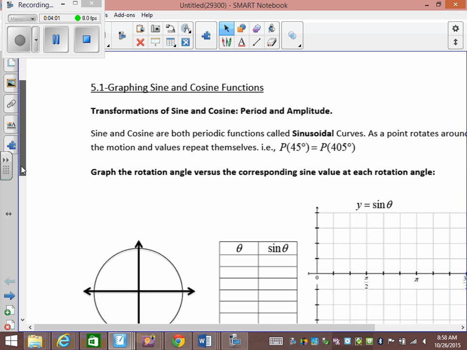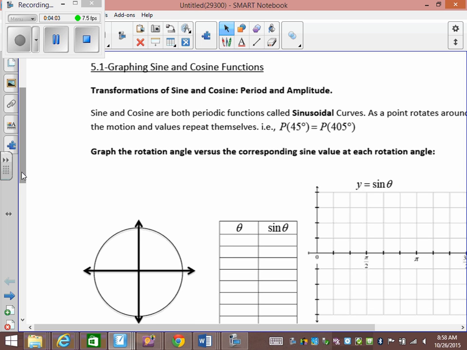So let's look at this. Sine and cosine graphs are both periodic functions. Periodic meaning they repeat themselves over and over and over and over. The only way they're going to stop repeating themselves is if you restrict the domain.